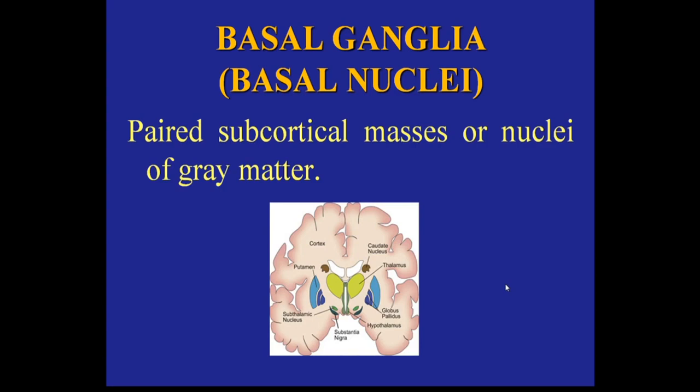For basal nuclei or basal ganglia system, the second main part of the extrapyramidal nervous system, the regulation of muscle tone is the most important function, and we will discuss and describe the anatomy, pathology, functions and dysfunction of the basal nuclei system in the next second part of this lecture.